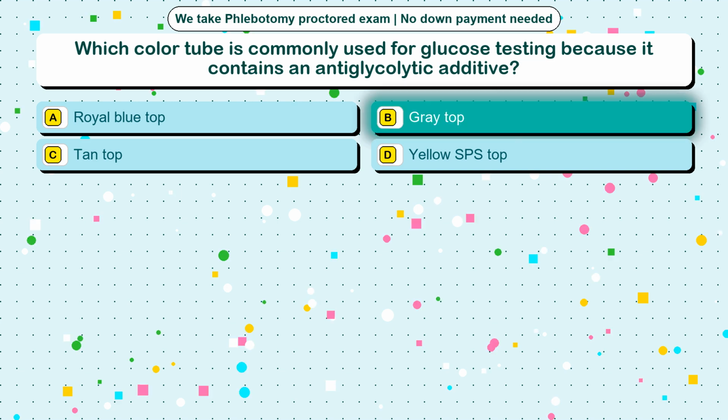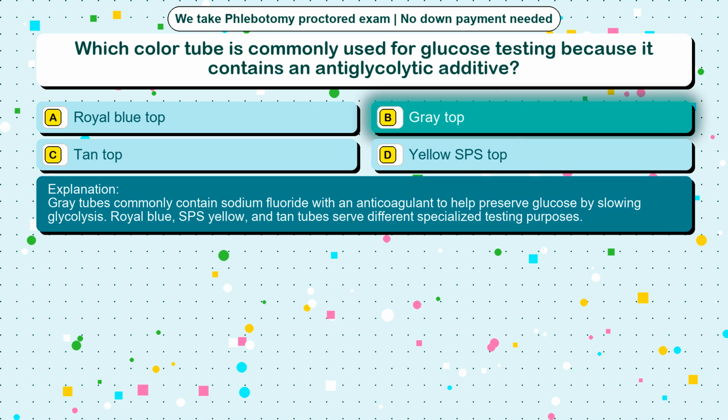The correct answer is option B, gray top. Gray tubes commonly contain sodium fluoride with an anticoagulant to help preserve glucose by slowing glycolysis. Royal blue, SBS yellow, and tan tubes serve different specialized testing purposes.